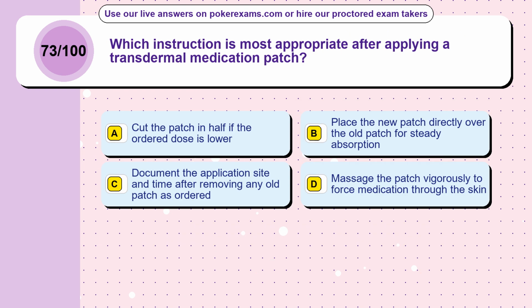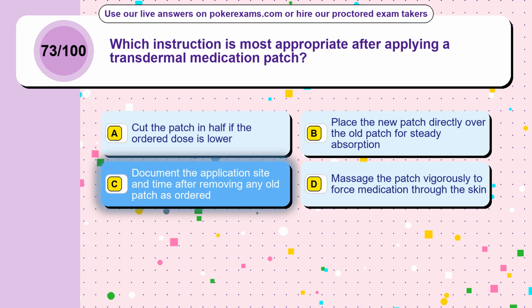Question 73. Which instruction is most appropriate after applying a transdermal medication patch? Option A. Cut the patch in half if the ordered dose is lower. Option B. Place the new patch directly over the old patch for steady absorption. Option C. Document the application site and time after removing any old patches ordered. Option D. Massage the patch vigorously to force medication through the skin.